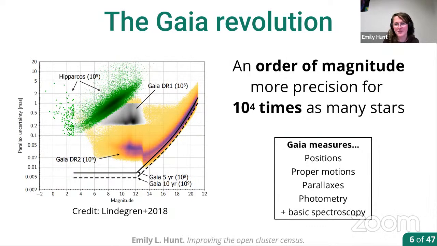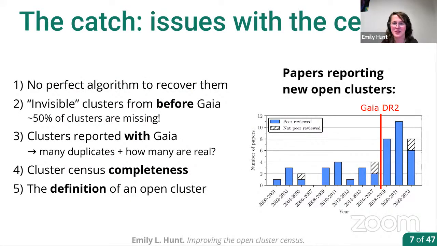And so this all paints a quite rosy picture: we have these really useful star clusters, we have this amazing data that we can work with now called Gaia, and there's so much cool science that people want to do with open clusters. But there is a catch, which is all the different problems with a census of open clusters.